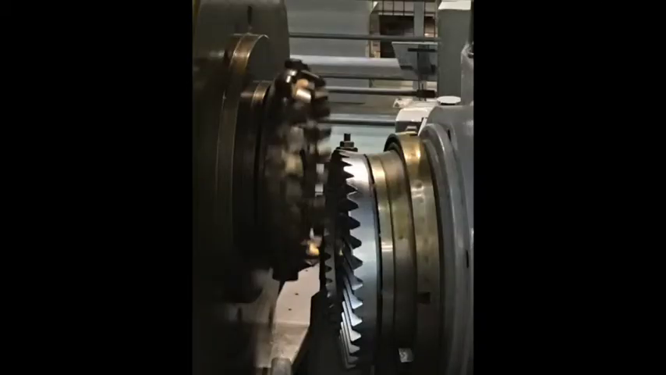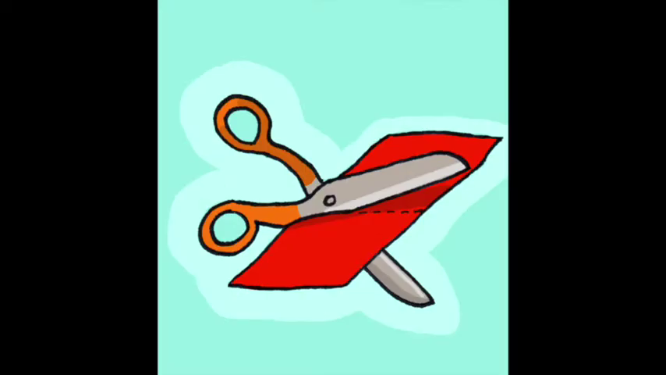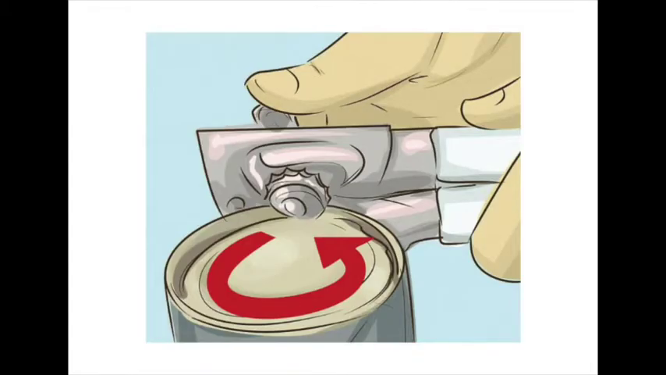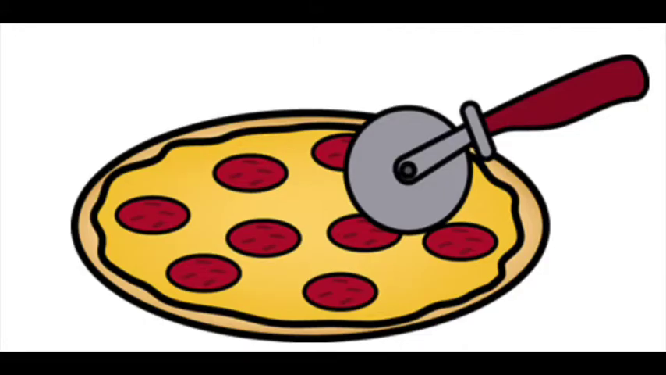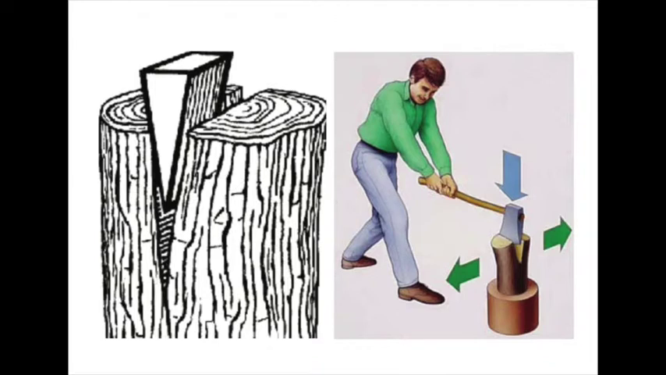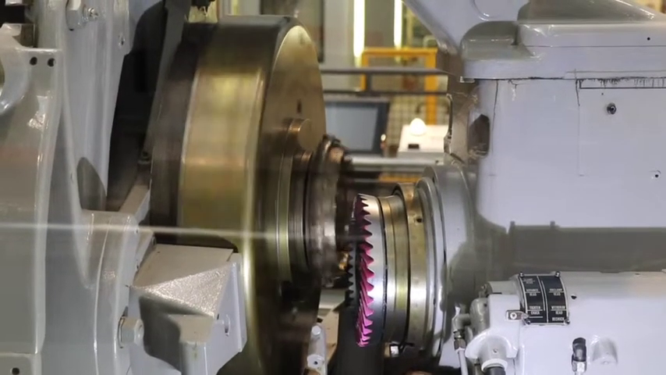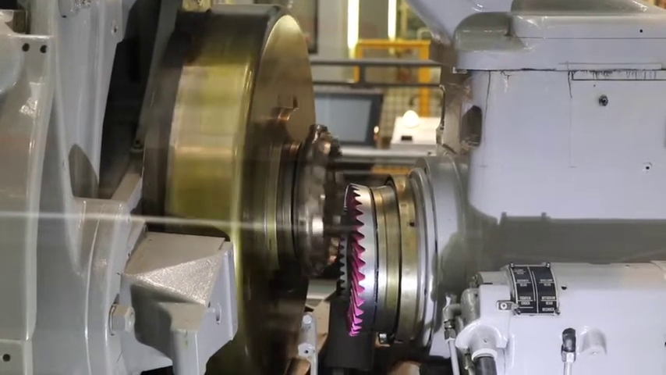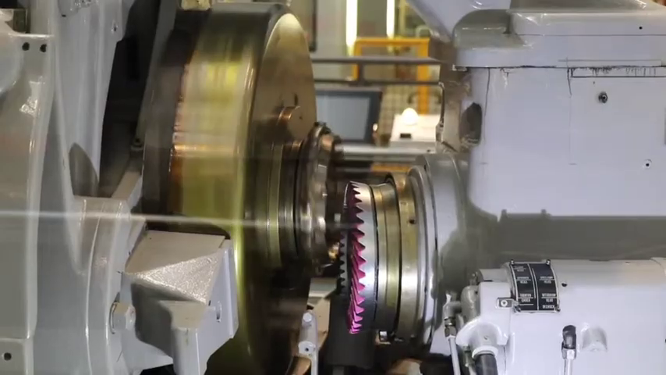Triangle tools cut apart chips to make the gear teeth. This is like scissors cutting paper and a knife peeling an apple. Can openers, pizza cutters, and axes are all examples. Triangle-shaped tools cut apart pieces of warm metal to make gears.